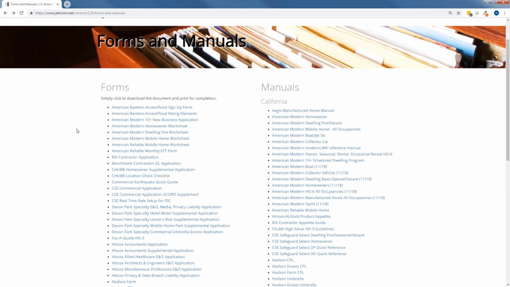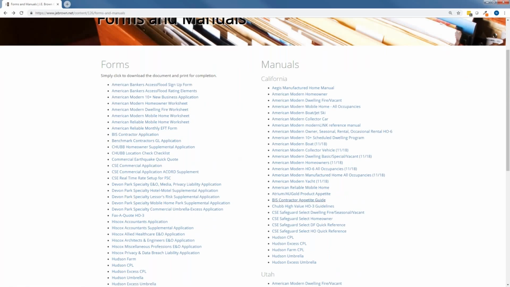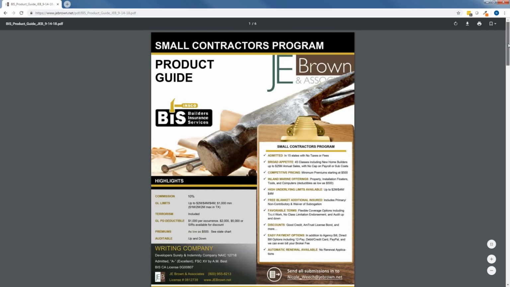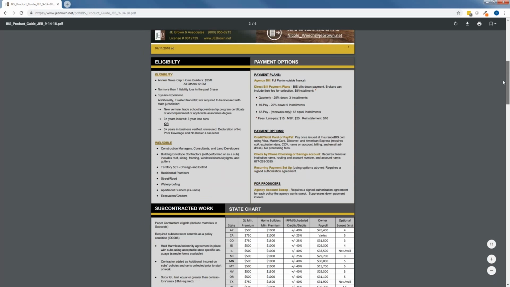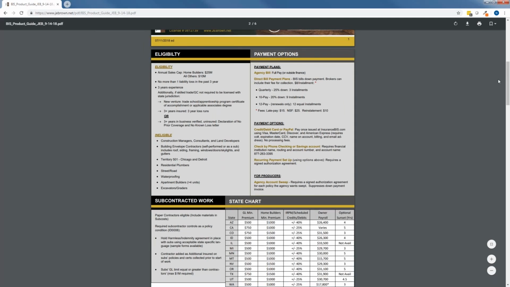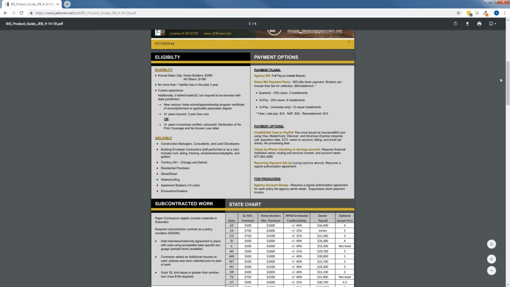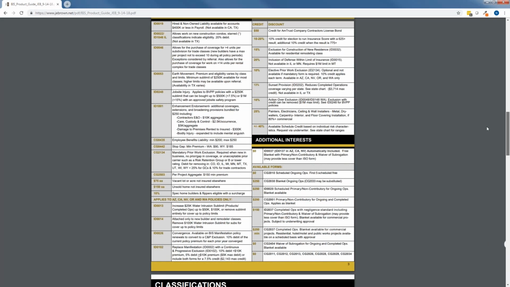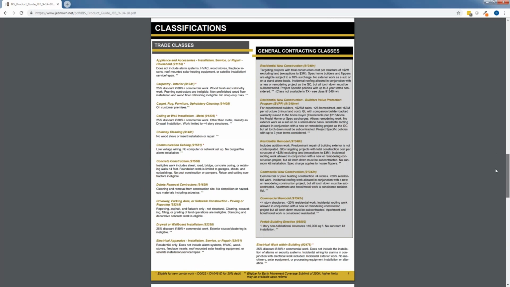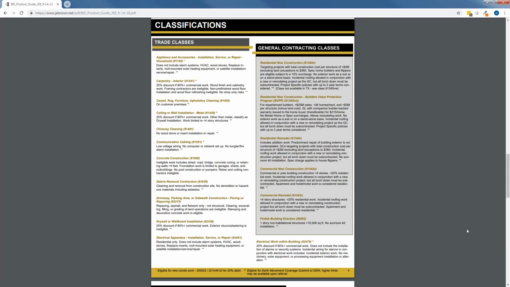So let me just head back into the Services and Support tab. While the application is over here on the left in Forms, the appetite guide is going to be over here under Manuals. If you click that, it's going to jump you straight to the product guide, or product appetite. Once it loads, you can just scroll down, and they break it down so it's easy to read. It does seem like a lot, but bear with me. They lay out the eligibility, payment options, and some examples of certain types of classifications, and different types of professions, what to look for, and the details on each.